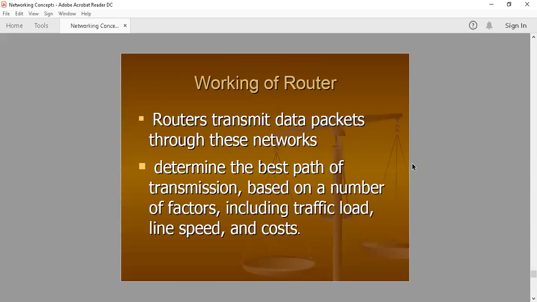Working of a router. A router transmits data packets through networks. It determines the best path of transmission based on a number of factors, including traffic load, line speed, and cost. Routers are intelligent, so they take the shortest path from the source to the destination, and it transmits the data.